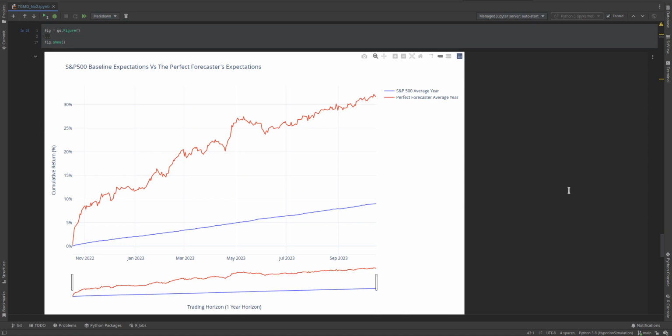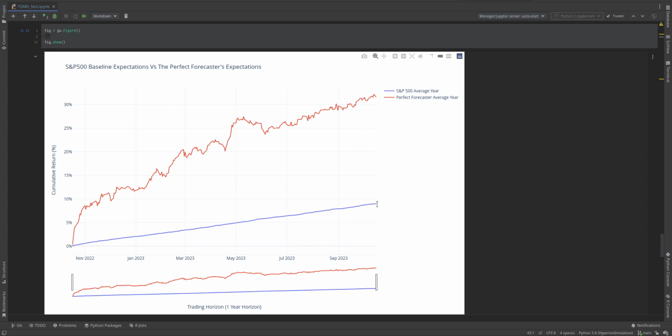forward returns over 250 days for the perfect forecaster look a hell of a lot better than for someone who has no signal, no edge, and is just randomly entering the market. Over a 1 year horizon, the perfect forecaster is expecting a 32% return, but our baseline expectation is 9%. This spread here is your expected alpha, between 32 and 9%.